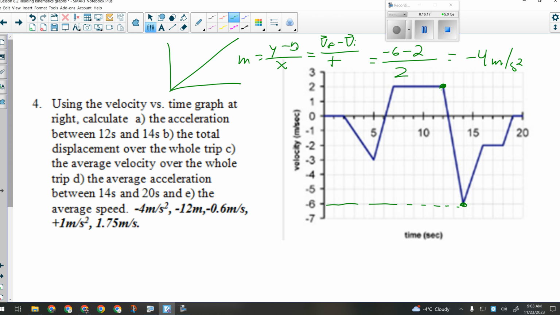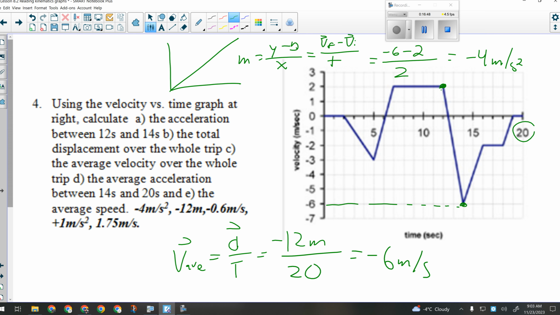All right, we did part B: average velocity over the whole trip. Have I done most of the work for that already? Yeah. How do I calculate average velocity? Total displacement divided by total time. Well, we just spent all that time calculating the total displacement, -12 meters, and this whole trip takes 20 seconds. So that should give us 0.6, right? -0.6 meters per second.